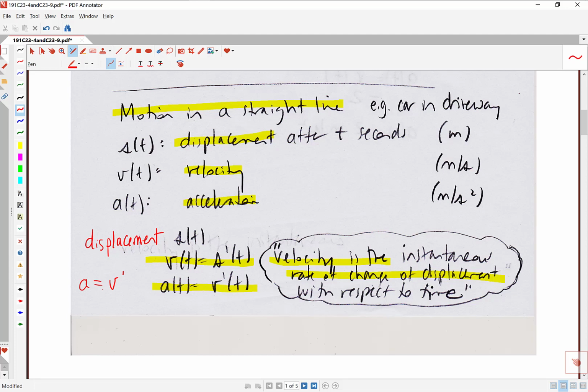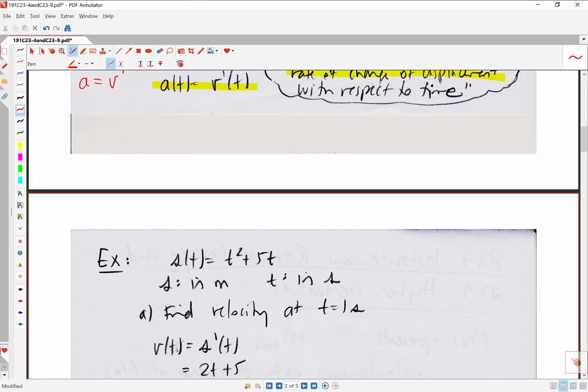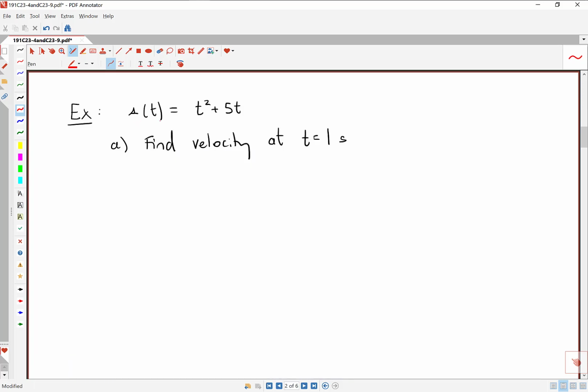So with that, I think we can jump into a numerical example. In this example, we're going to be given a displacement function, and we're just going to do some short calculations related to velocity and acceleration. I think we'll do this on a new page. So here's our displacement function. s of t is equal to t squared plus 5t. In the question, the units are always given just for clarity. So we'll use meters for distance and we'll use seconds for time.